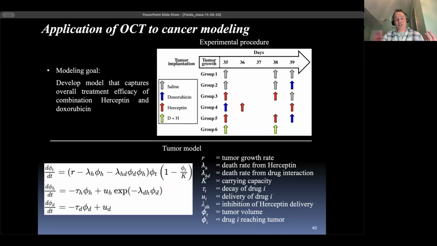Perhaps it's more natural, and we looked at this one, to have logistic growth, but then have the treatment terms separate. So you just have lambda sub h times phi sub h times phi sub t over here, away from the logistic term. But that did not do as good a job of describing the data. Interesting. Yeah, okay. Interesting is a nice way of describing it. But really, Tom, is that really the right way to do it?